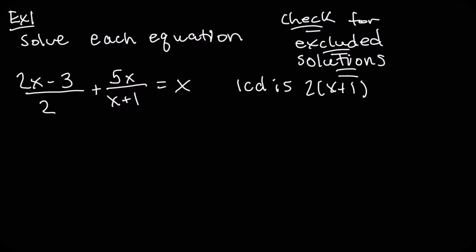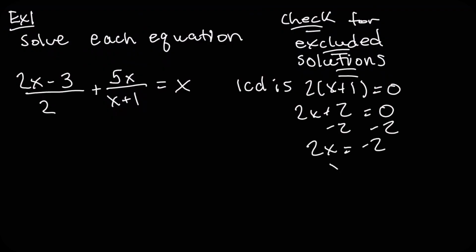And we want to set that equal to 0 to figure out what that x is going to be. So we'll have 2x + 2 is equal to 0. Subtract your 2, and you're left with 2x is equal to negative 2, or x is equal to negative 1. So we don't want our x equal to negative 1 because that will end up with a 0 in the bottom, and we don't want that. So now that we have our least common denominator and we know which excluded solutions are, we can go ahead and multiply the tops by the least common denominator and see if anything will cancel out.